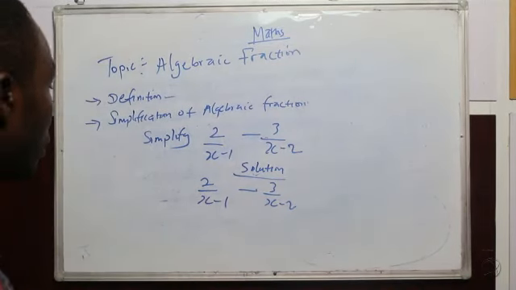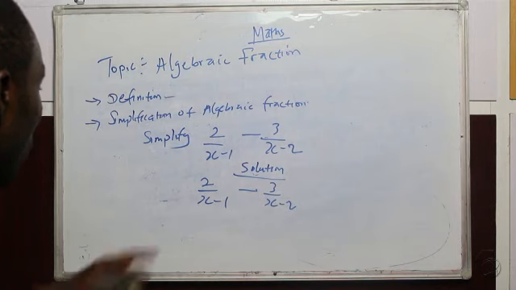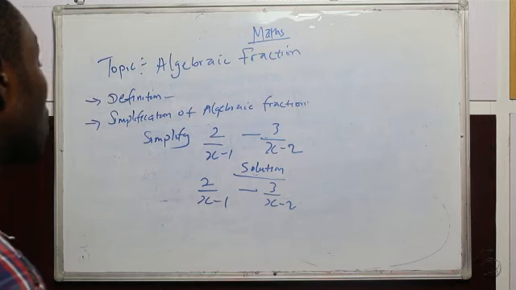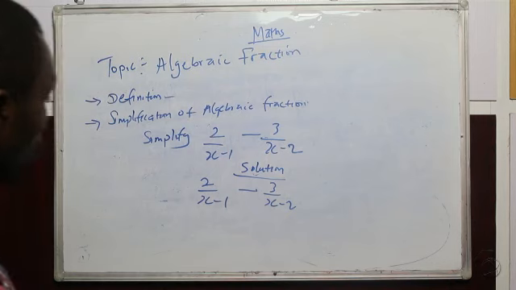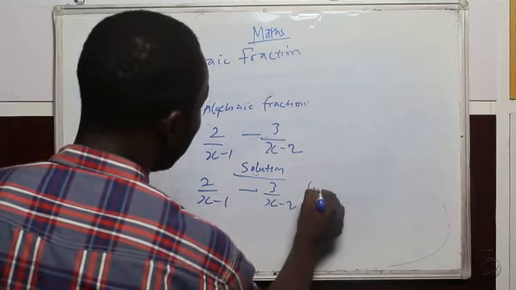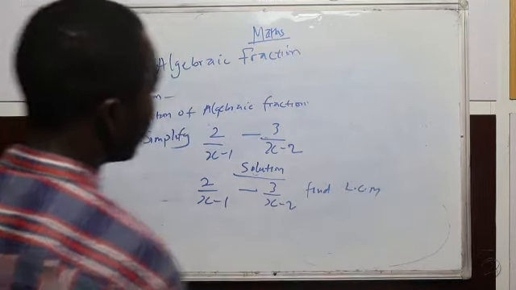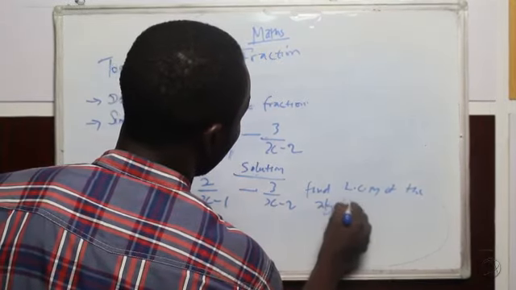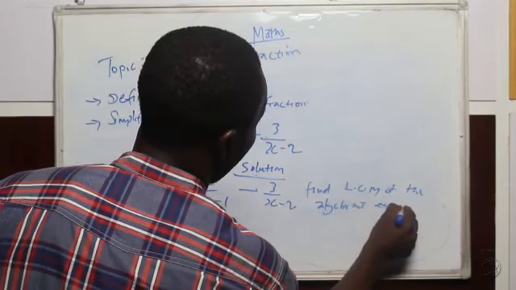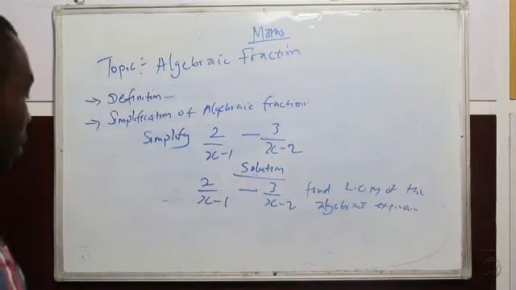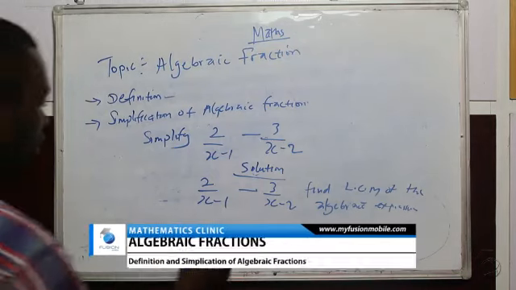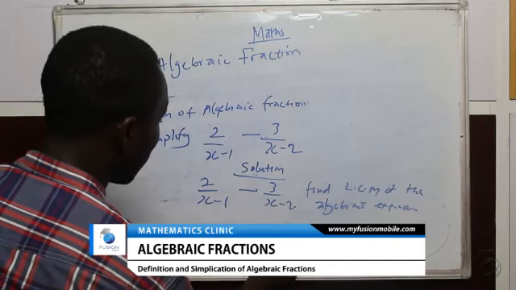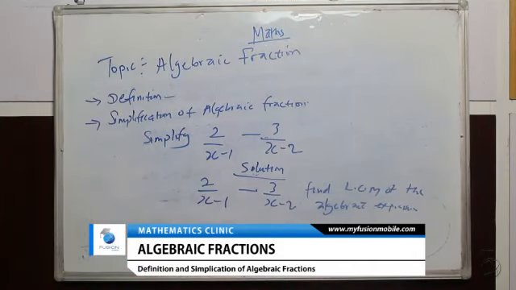The first thing we have to look at in this equation is that we have x minus 2, which is an algebraic expression. So we can reduce it to its lowest form by first finding the LCM of the algebraic expressions. Now, what is our LCM? The LCM of this equation is x minus 1 bracket x minus 2. Now, this is our LCM.